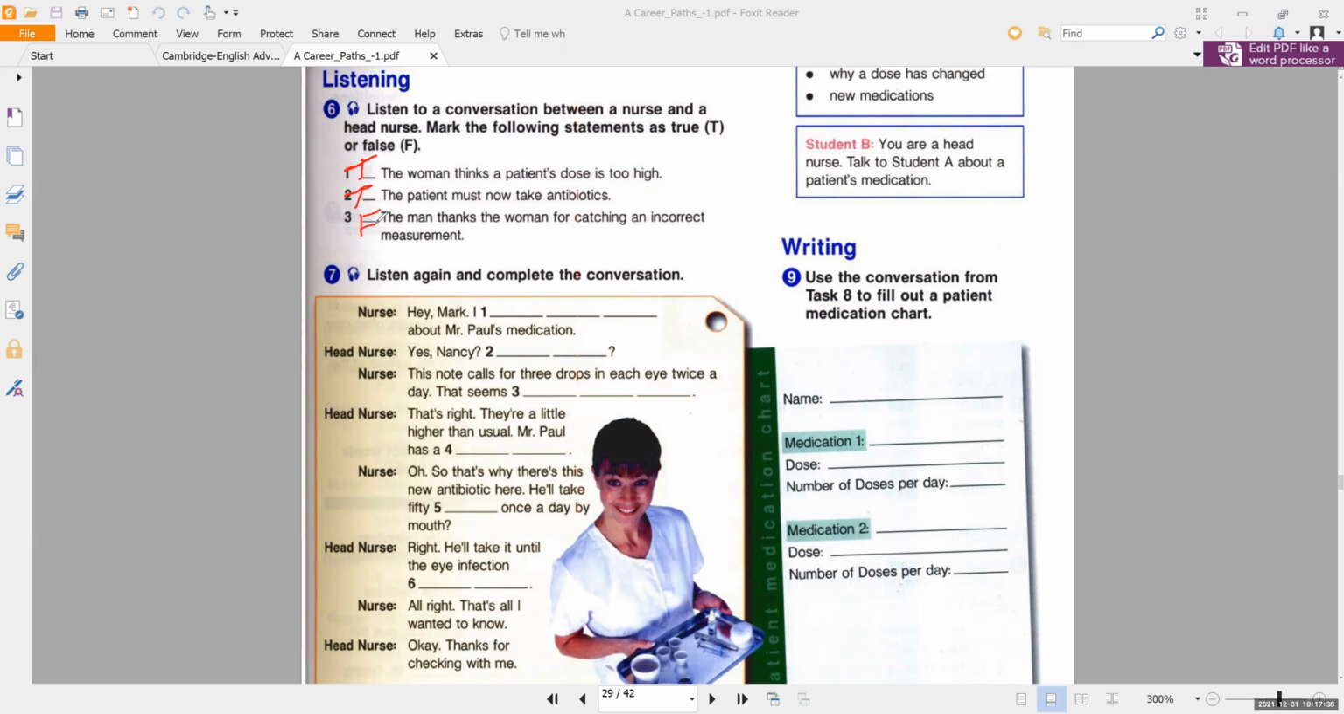Okay. Now we are going to fill the gaps, the missing words or missing vocabulary. Listen, please, and try to write the missing words.